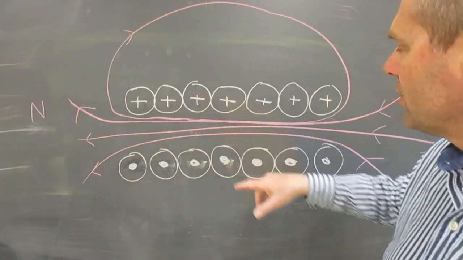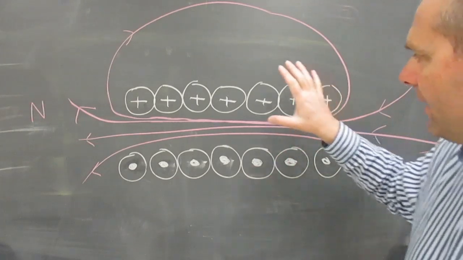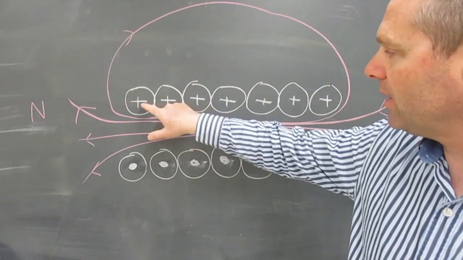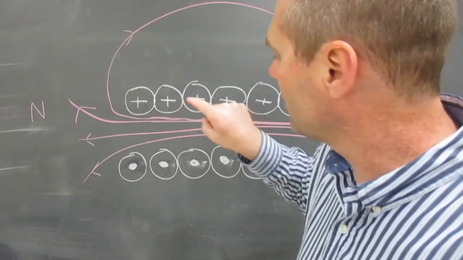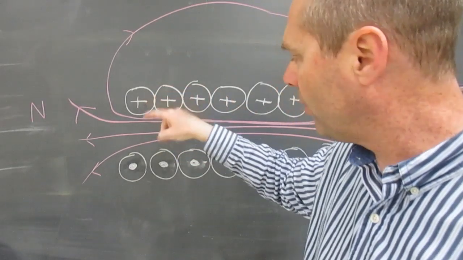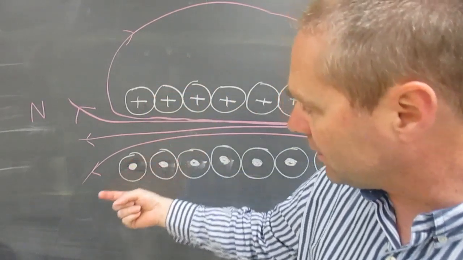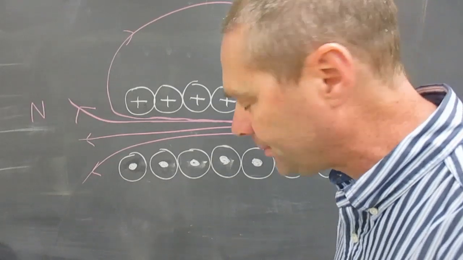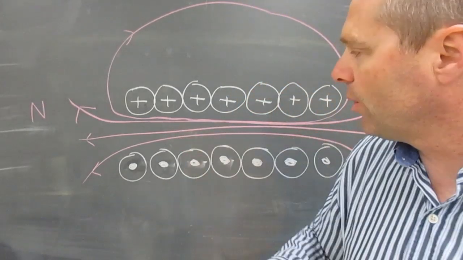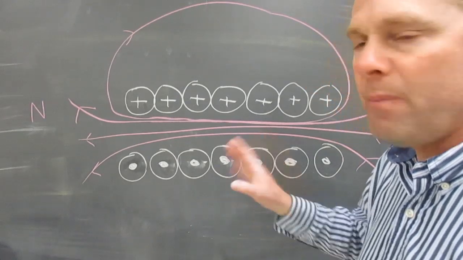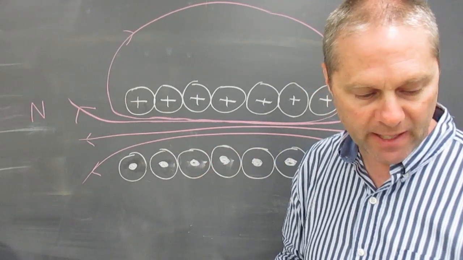Each one of these circles is going to represent a wire. All right? The plus here represents that the current is going away from you into the board. The dot represents that the current is coming out towards you. The pink here is going to represent the magnetic field.